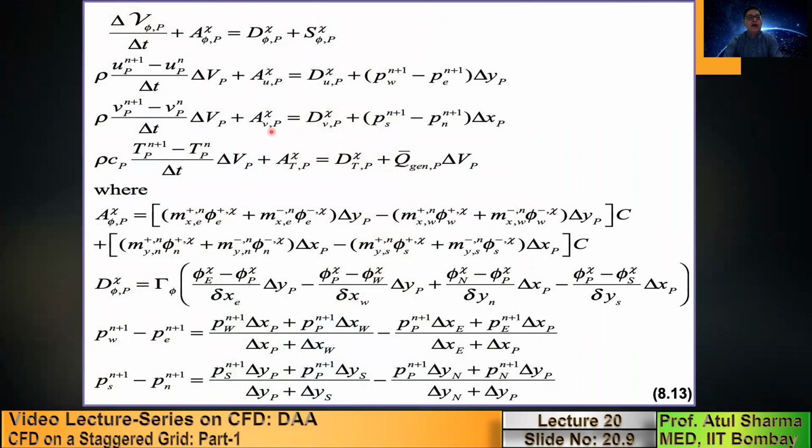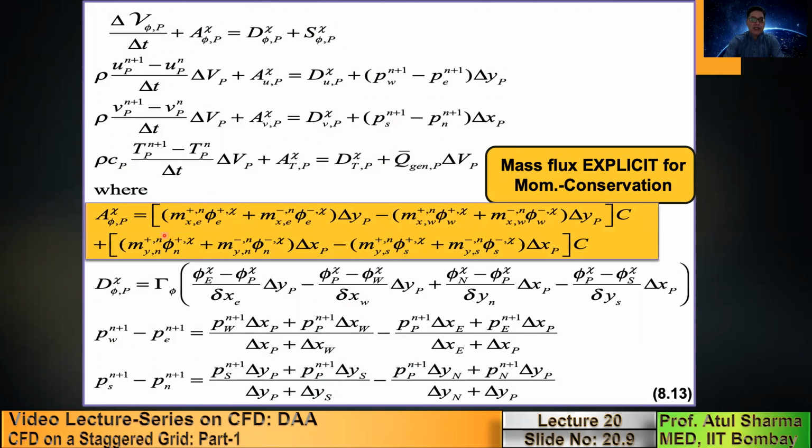This is the final discretized algebraic formulation that I presented in my previous topic, where you can note the nonlinear term corresponding to advection, because you have a product of mass flux with this phi, which is u velocity for x momentum, v velocity for y momentum, and temperature for the energy equation. We are always taking mass flux as explicit, whereas this phi has a power of n for explicit, n plus 1 for implicit, and n plus half for Crank-Nicolson. So we avoid the nonlinearity by considering the mass flux as explicit for momentum conservation as well as for energy conservation.